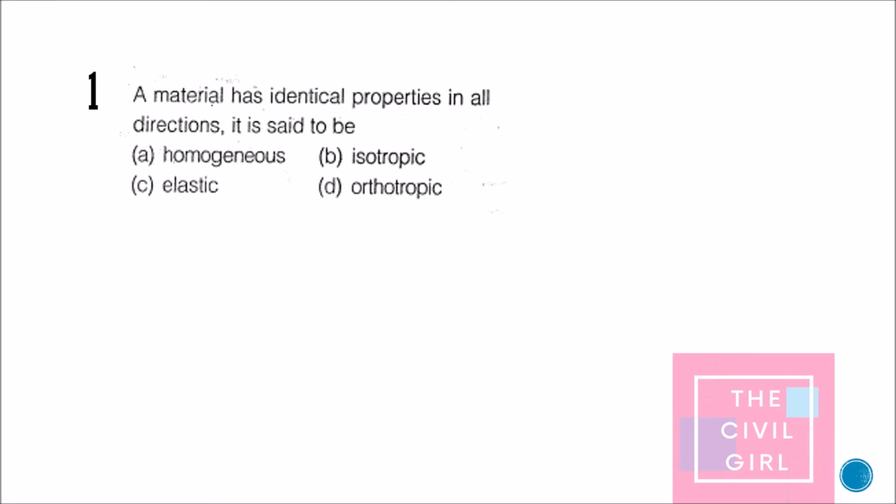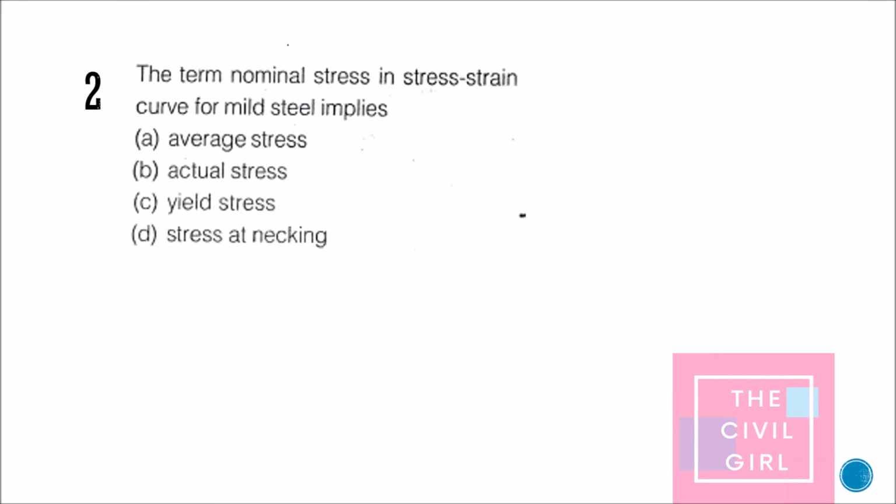The first question is: a material has identical properties in all directions, then it is said to be what? We have already seen it is called isotropic if it has identical properties in all the directions. Next question: the term nominal stress in stress strain curve for mild steel implies what?